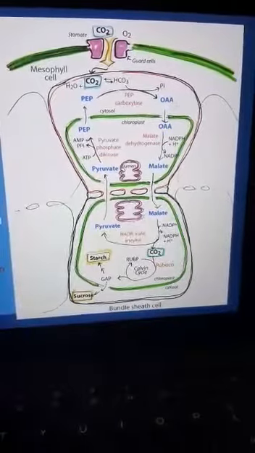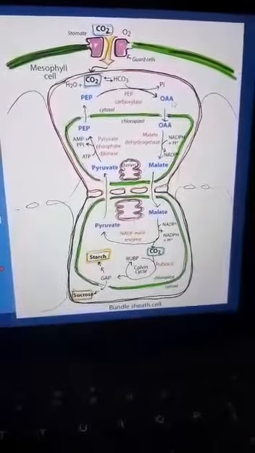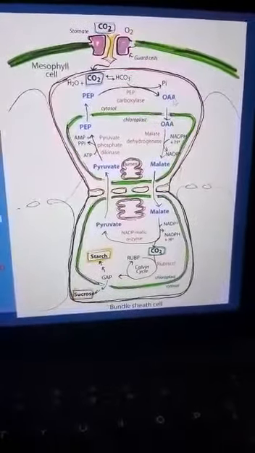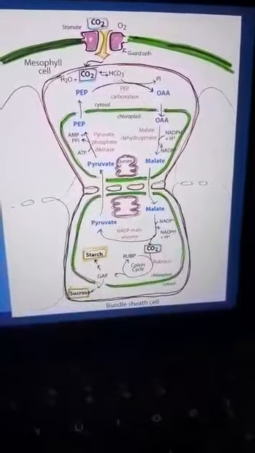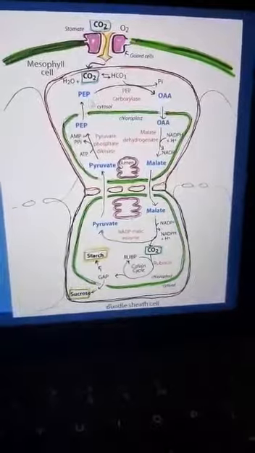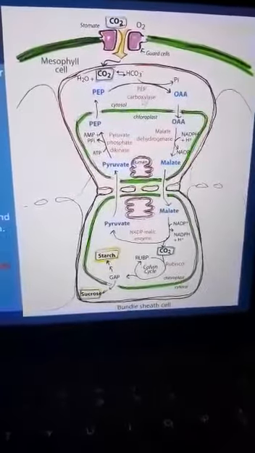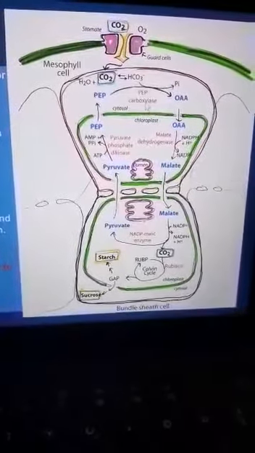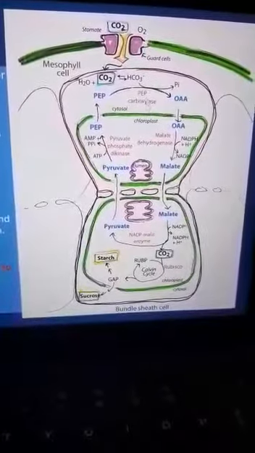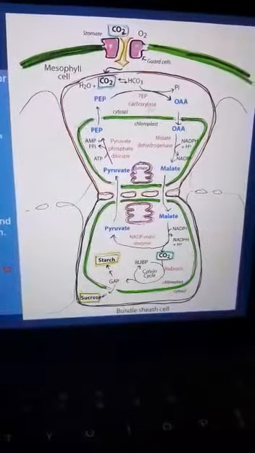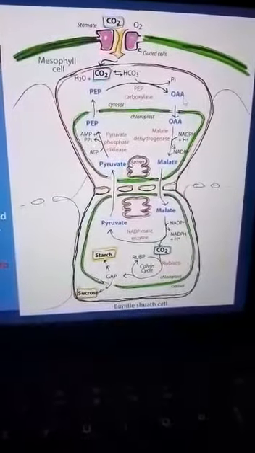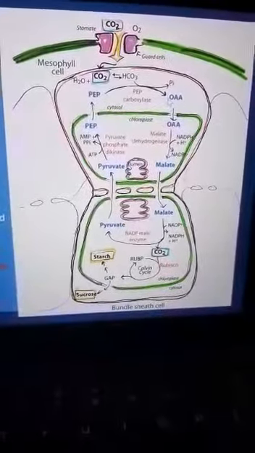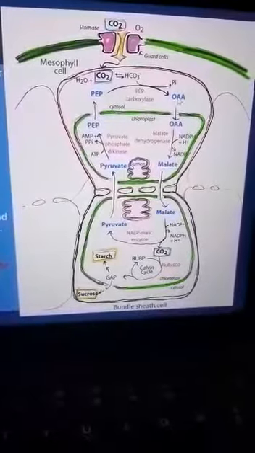This is an organic acid. The enzyme that catalyzes the reaction in which bicarbonate combines with PEP is called PEP carboxylase enzyme. PEP carboxylase enzyme, as you can see. The product will be an oxaloacetic acid that has got 4 carbons.